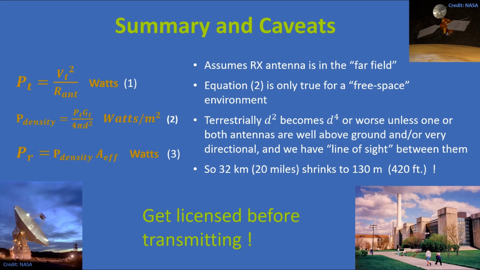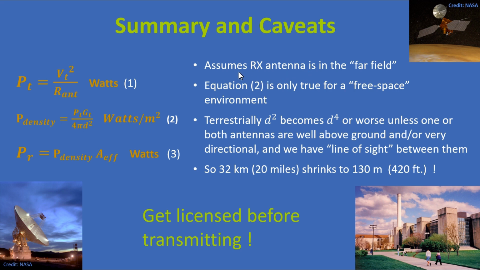Okay, so in summary, here's what we've learned today. It's easy to compute the transmitted power if you know the voltage and the antenna resistance. Then, assuming your receiver is at a distance d from the transmitter, we can calculate the power density using this equation. And finally, get the received power if we know the effective area of the receive antenna. And we looked at some specific examples of that.